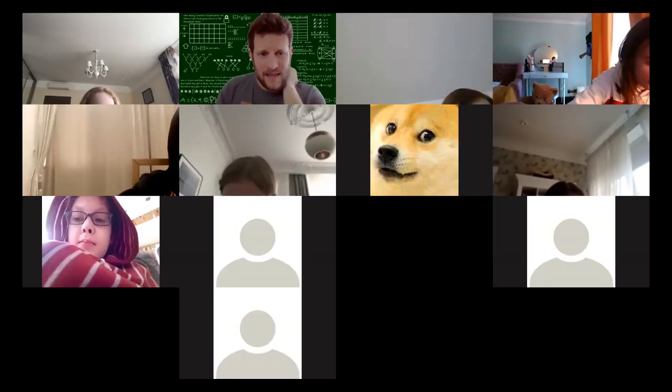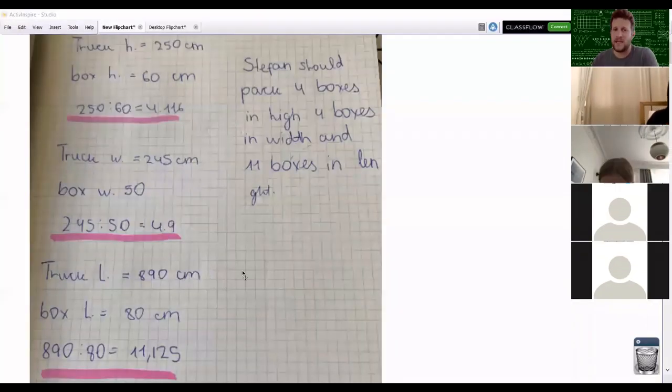When I look at this, I know people are pretty notoriously bad at following directions. And when I see things like Stefan should pack 4 boxes in high, 4 boxes in wide, and 11 boxes in length, I know if I don't get 4 boxes high, there's a problem, but I don't know how to make the boxes stack 4 high. I don't think many people could follow these directions. If you can, that's awesome. But I think a lot of people would get lost following these directions.